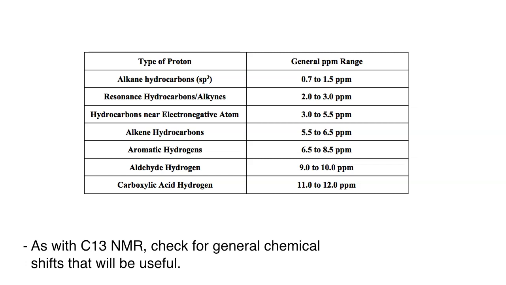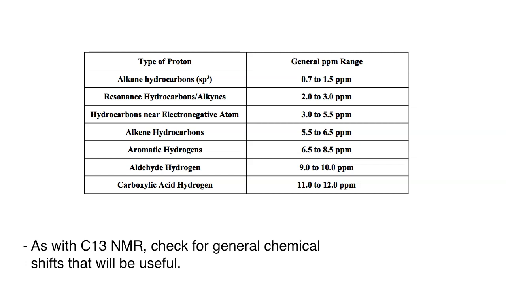Then you start to get further up when you get into alkene hydrocarbons. These are the hydrogens directly attached to carbon-carbon double bonds, and they start going north of 5 ppm, about 5.5 to 6.5. Right after that, similar in nature, are the aromatic hydrogens, a little bit further up, with 6.5 to 8.5 as the relative range. Aromatic hydrogens are hydrogens directly attached to the aromatic ring. Then the last two are usually very unique.